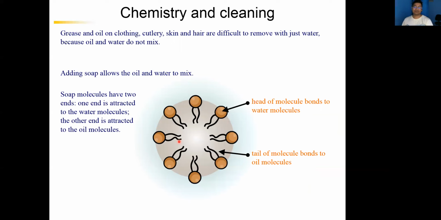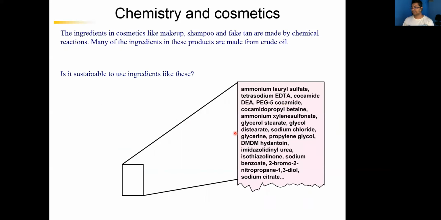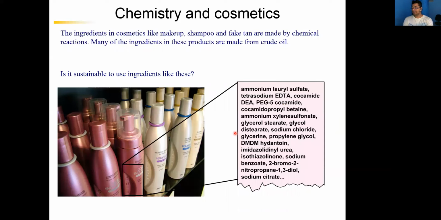Okay. Now, another example. When you use soap, there is a lot of chemistry involved in soap. And you see the soap molecules have two ends. One is the head, one is the tail. The tail is the oil-loving part, the head is the water-loving part. And that's where the soap does its work.